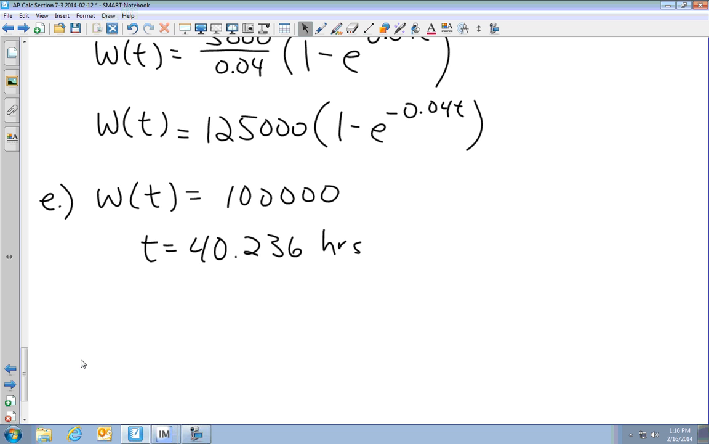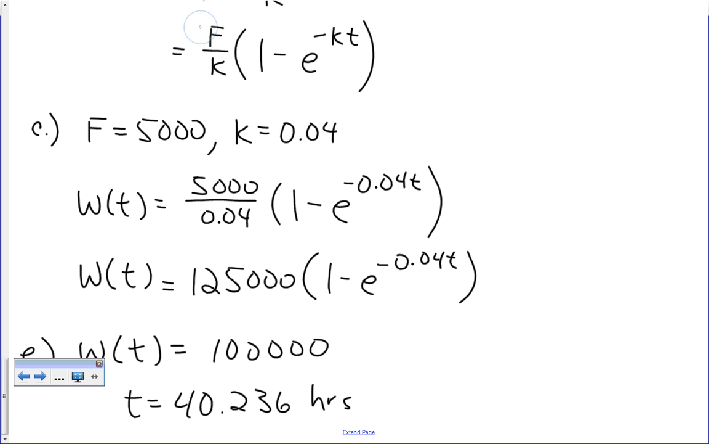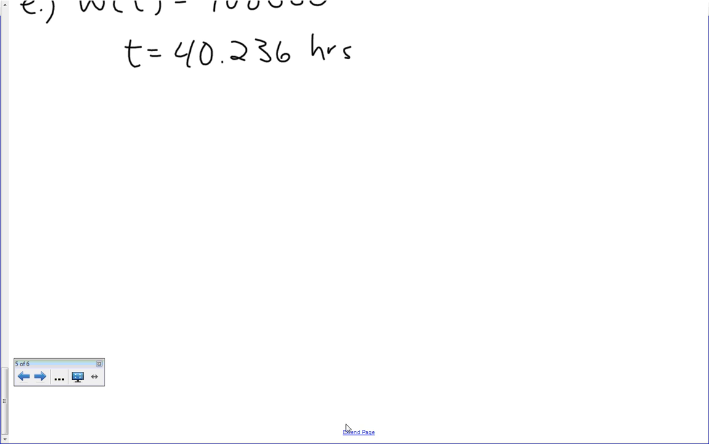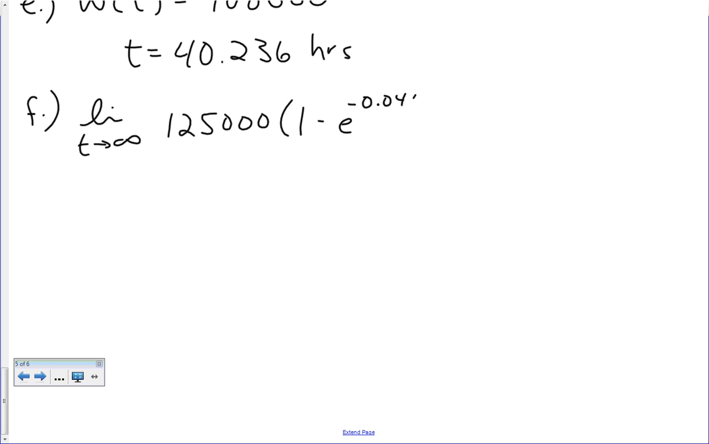All right, part F says, find the limit of W as t approaches infinity and state the real-world meaning of this number. Okay, so we'll do a little limit problem here with this. For part F, we want to find the limit as t goes to infinity of our equation for W, which is 125,000 times 1 minus e to the negative 0.04 t.